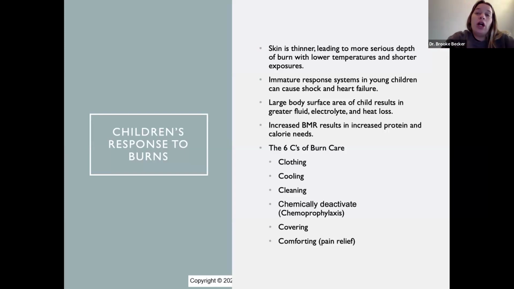Skin is thinner on kids, so these kids will have more serious depth to their burns, and they'll be more likely to be burned at lower temperatures with shorter exposures than adults. Adults can tolerate some heat for longer periods of time when compared to children. They also have an immature response system, so when they have those burns, they're more at risk for heart failure and shock.